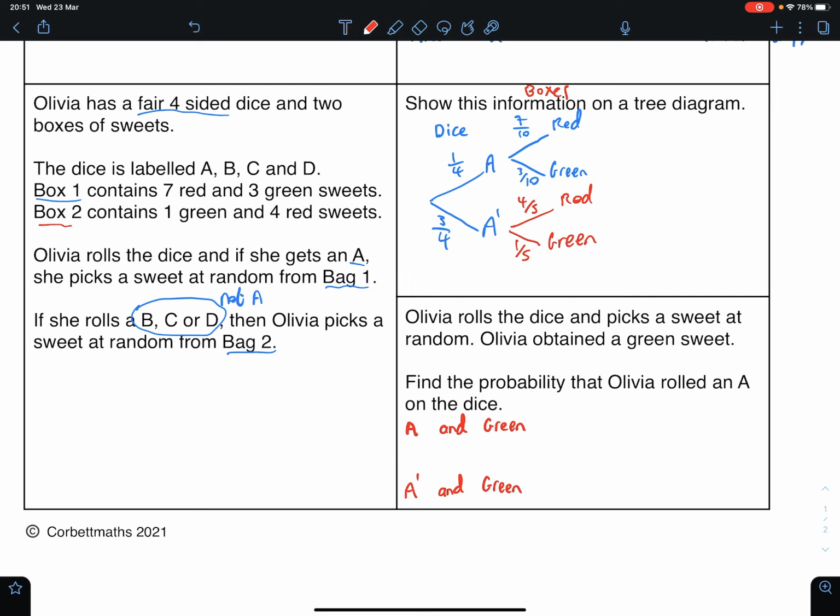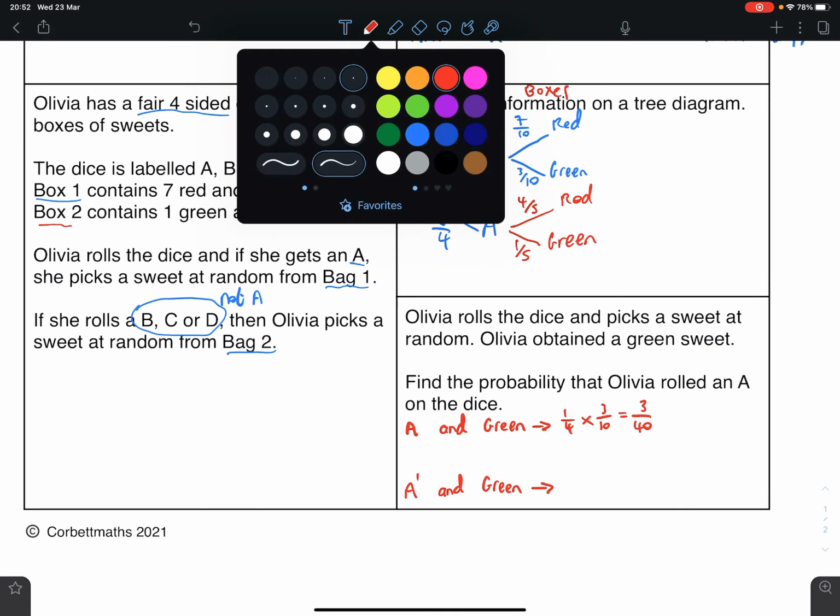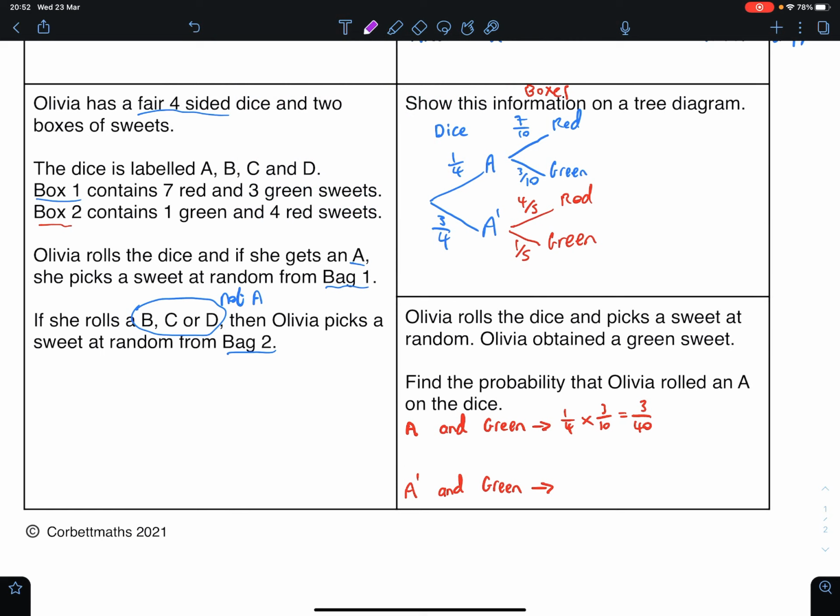Okay, so let's work out the probability that she gets an A and a green. So that's going to be, probability of A was a quarter, and because it's "and", the "and" rule means times. So we multiply that by the probability of green, which is 3/10, and that together gives 3 out of 40. And then for not A and the green, I don't think we need to work this out, but I'm going to anyway. That's going to be 3/4 times green, which in this case was 1/5. So that's going to be 3 out of 20.